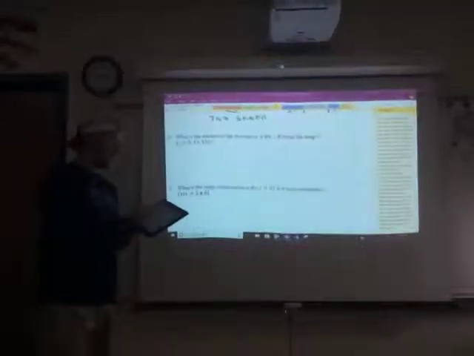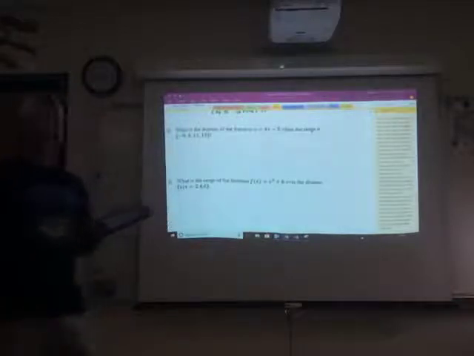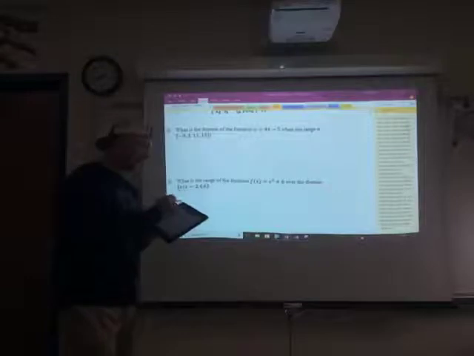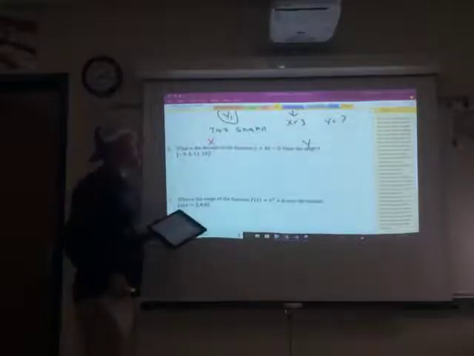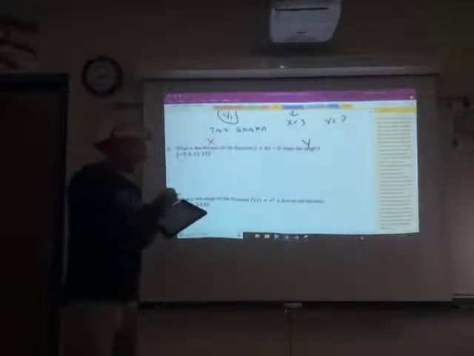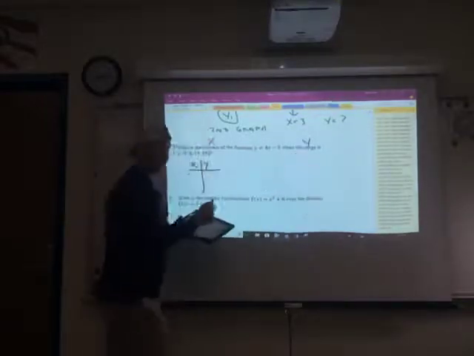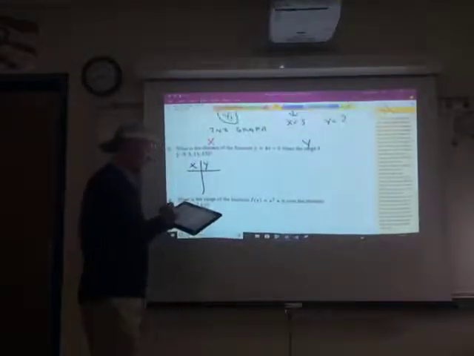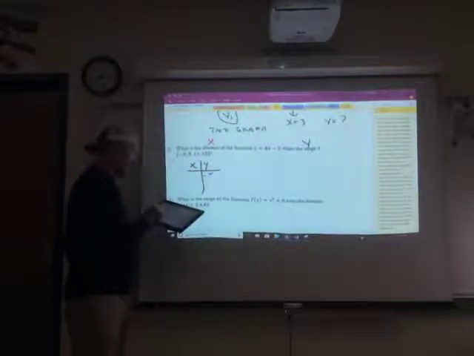The next one says, what is the domain of the function y equals 4x minus 5 when the range is negative 9, 3, 11, and 15? So in other words, it's saying, what are the x values when y is negative 9, 3, 11, and 15? So once again, I would set a table up, x, y, and it gives us the range, or the y values. So in my table, I would fill in what I know. I know y. I want to know when it's negative 9, 3, 11, and 15.